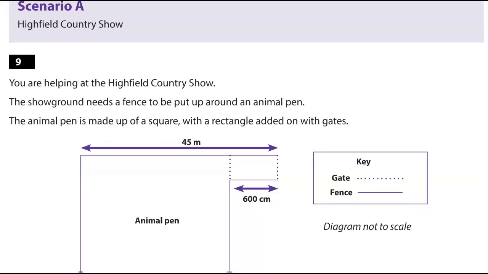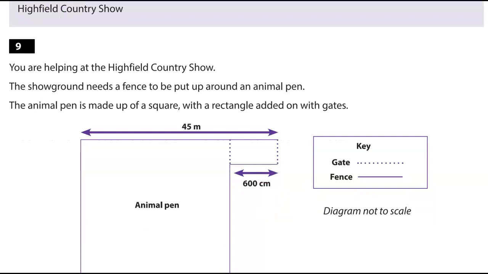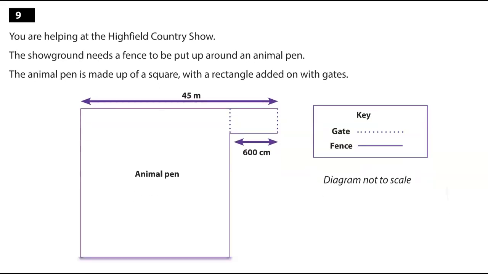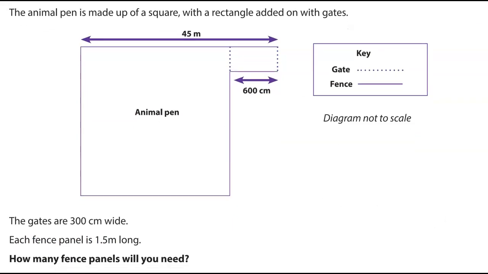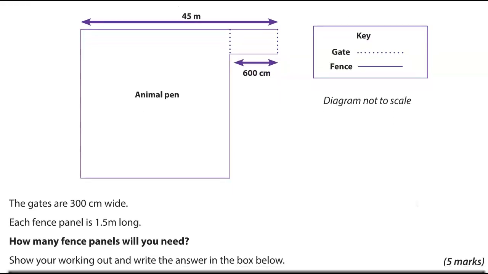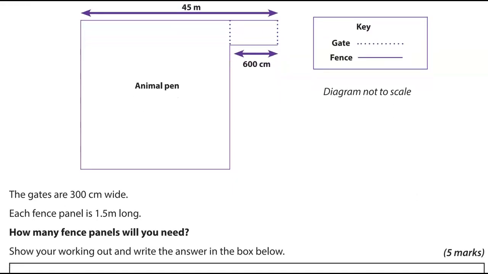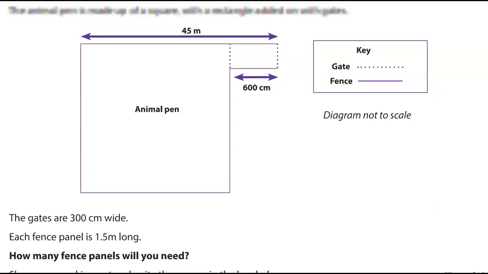Highfield Country Show. You're helping at the Highfield Country Show. The showground needs a fence to be put up around an animal pen. The animal pen is made up of a square with a rectangle added on with gates. The gates are 300 centimeters wide. Each fence panel is 1.5 meters long. How many fence panels will you need? Show your working out and write the answer in the box below.